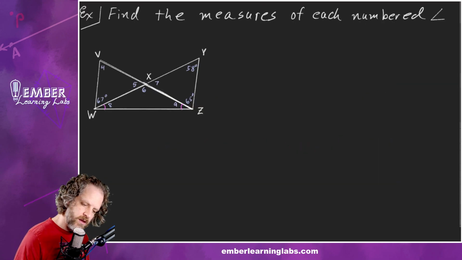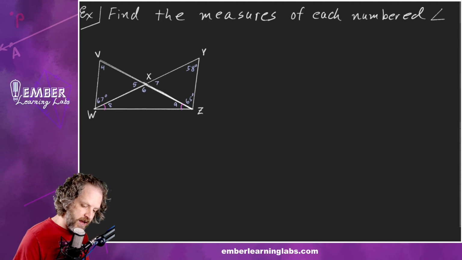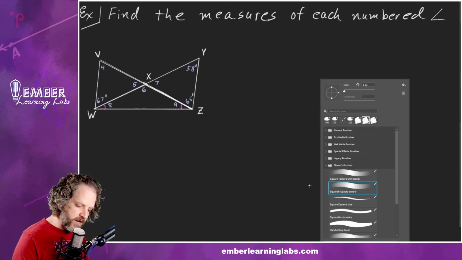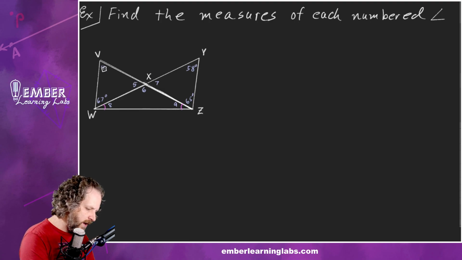Whoops. I don't know why that happens sometimes. So we're going to find the measures of each numbered angle. We've got a bunch of numbered angles here, so we're looking at several different things. We're looking for this one right here, this one, this one, this one, this one, and this one.